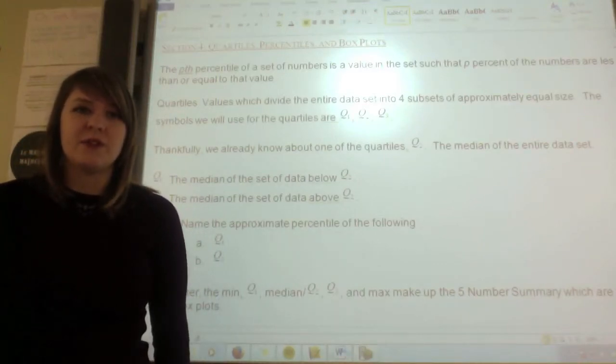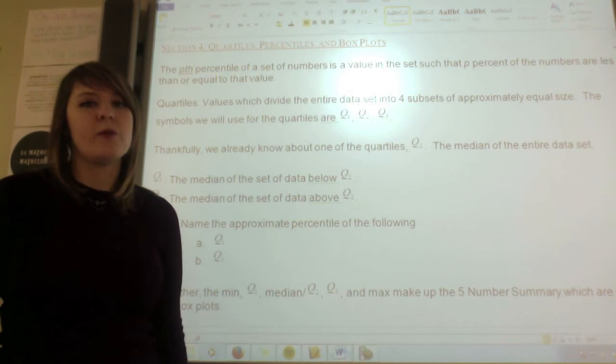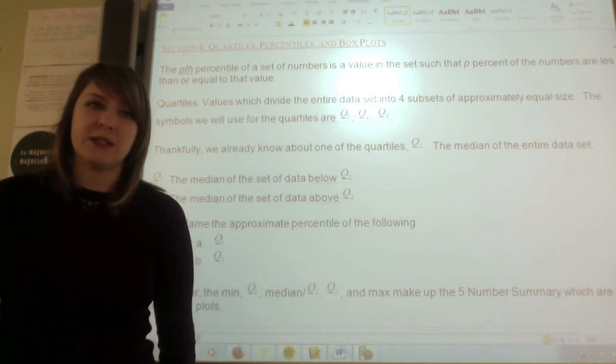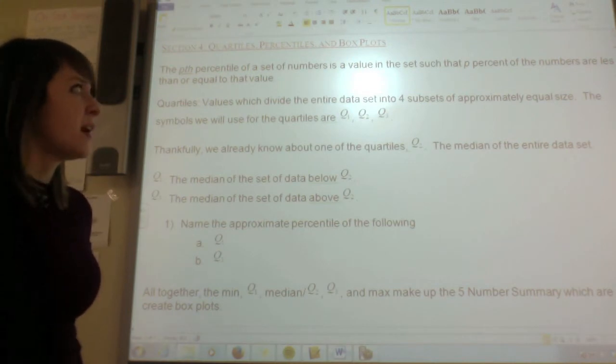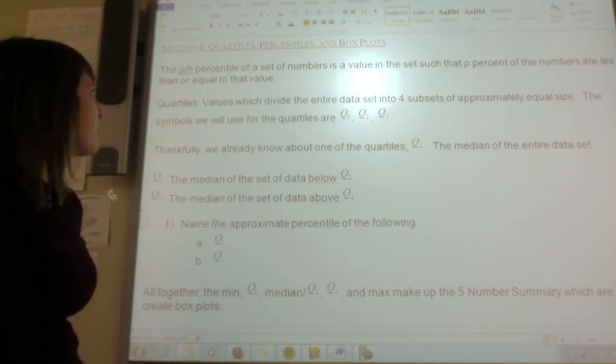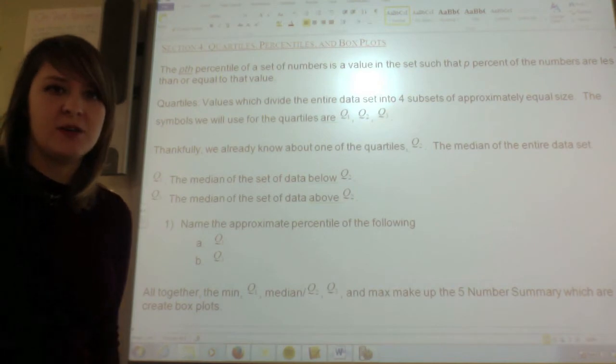Hey guys, today we're doing Chapter 1, Section 4, which is on quartiles, percentiles, and box plots. So the pth percentile of a set of numbers is a value in the set such that p% of the numbers are less than or equal to that value.